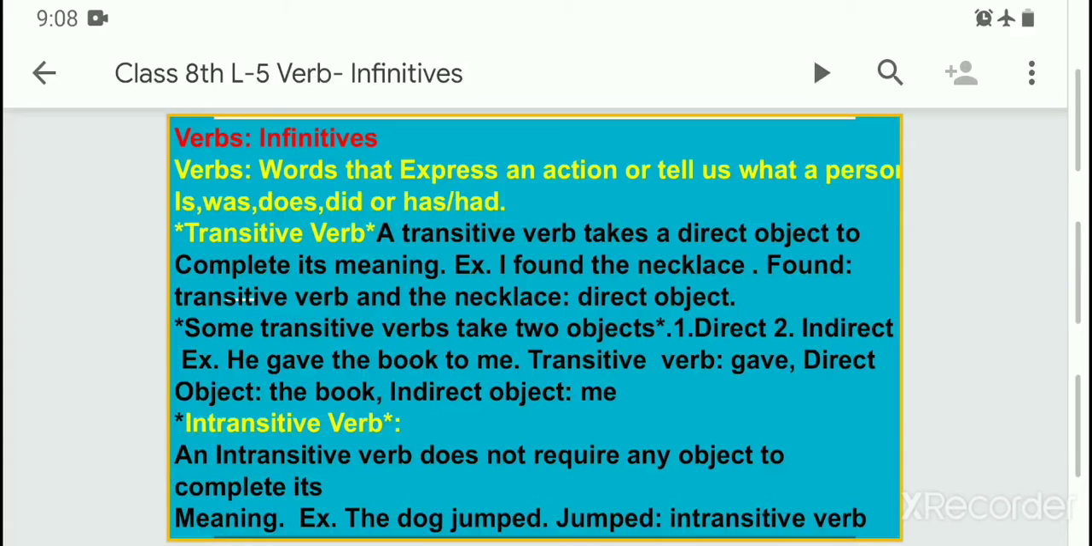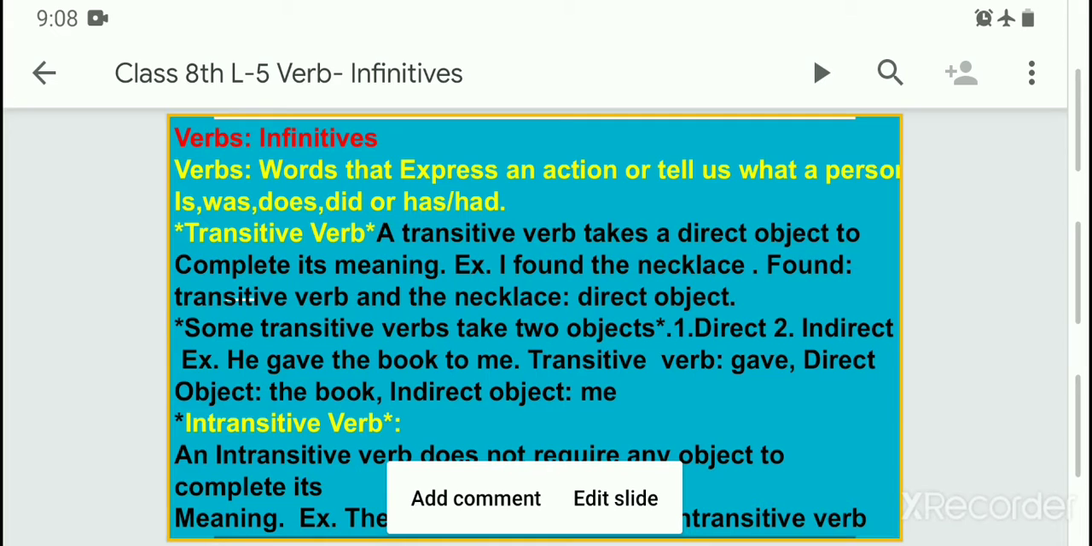Lesson 5 of English grammar book class 8, that is verbs and infinitives, right? So in this video, firstly we will discuss the meaning of verb. What is a verb? As we already discussed in the previous classes, the meaning of verb.